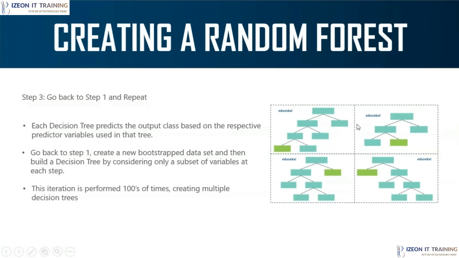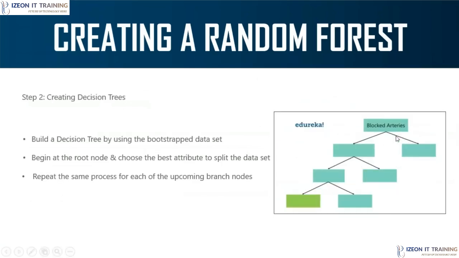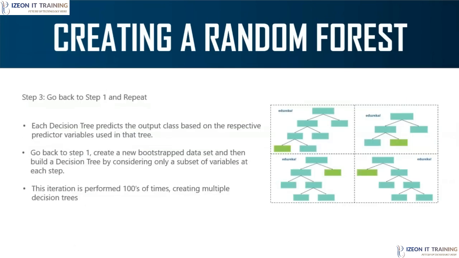All right. Now, you go back to step one, create a new bootstrap data set, and again build a new decision tree. For that decision tree, you'll consider only a subset of variables and choose the best predictor variable by calculating the information gain. You'll keep repeating this process. You just keep repeating step two and step one, and you'll keep creating multiple decision trees.